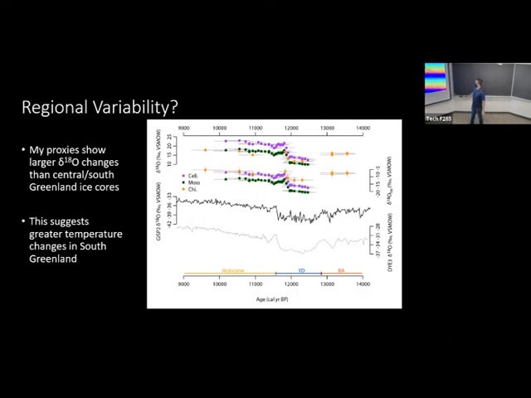So this suggests that there may be greater changes in terms of temperature or precipitation seasonality in very far South Greenland, consistent with the cause of the Younger Dryas being ocean circulation changes in the North Atlantic.